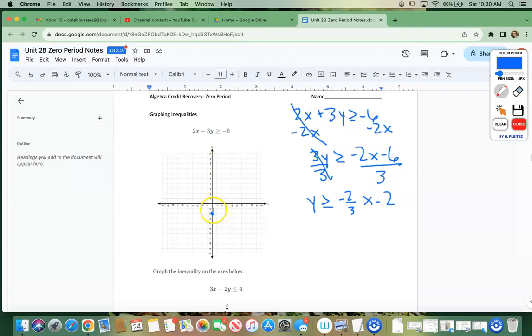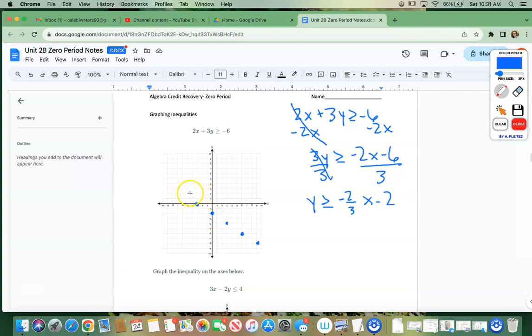Then I'm going to go down 2 over 3. So down 2 over 3, 1, 2, 3. Down 2 over 3, 1, 2, 3. Down 2 over 3. And then I'm going to go backwards a few to get some more points. So down 2, or excuse me, up 2 now, backwards 3.